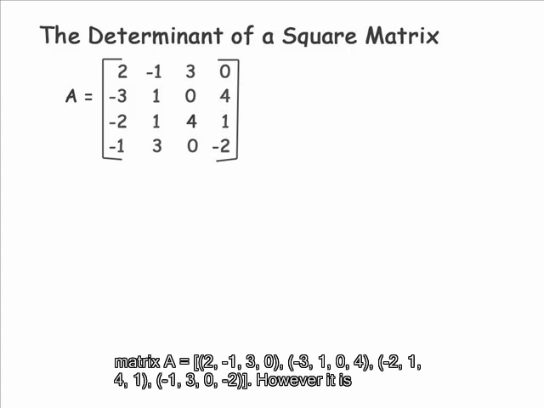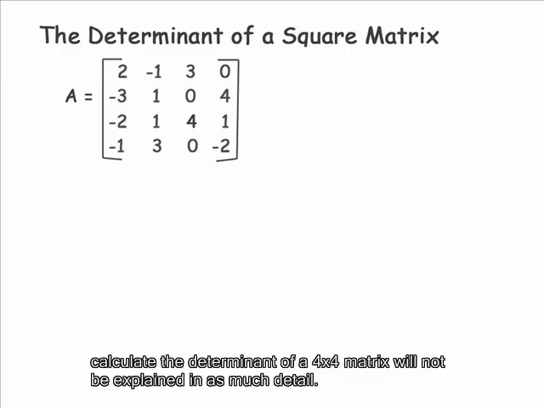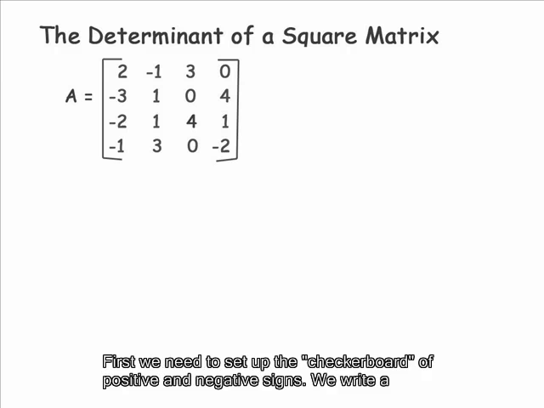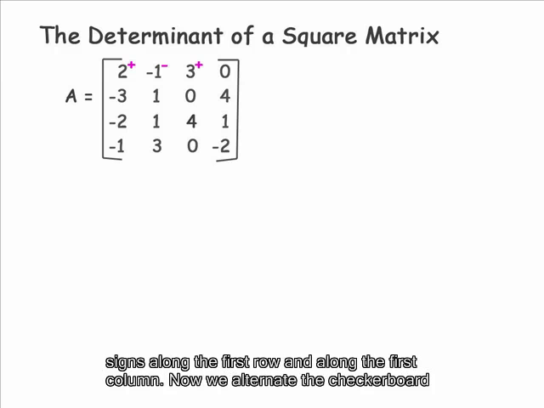However, it is assumed that you understood the material in the previous video, so the steps to calculate the determinant of a 4x4 matrix will not be explained in as much detail. First, we need to set up the checkerboard of positive and negative signs. We write a positive sign next to the first entry in the upper left-hand corner. Then we alternate signs along the first row and along the first column.